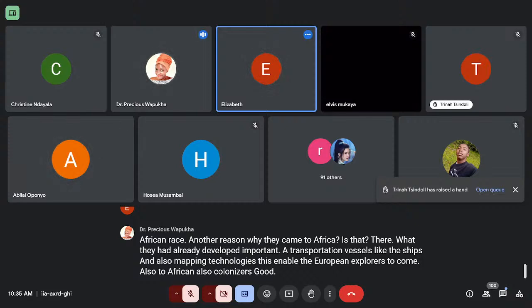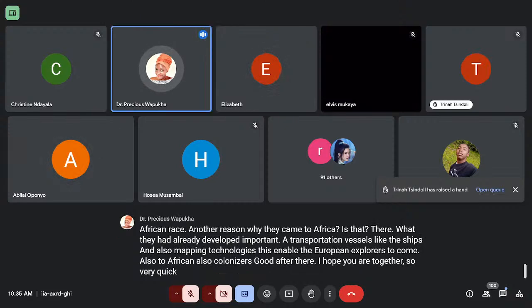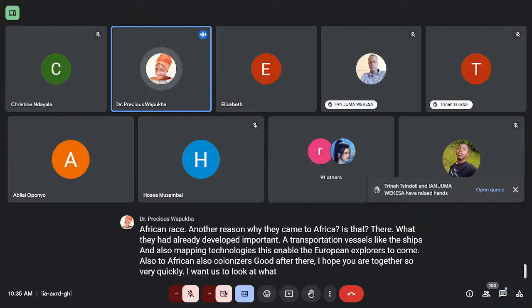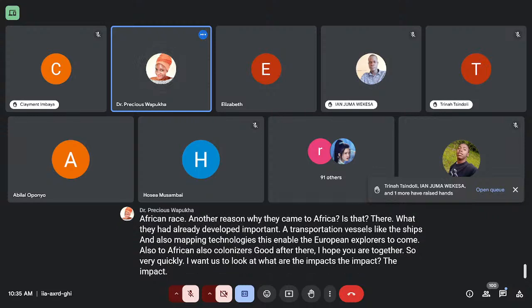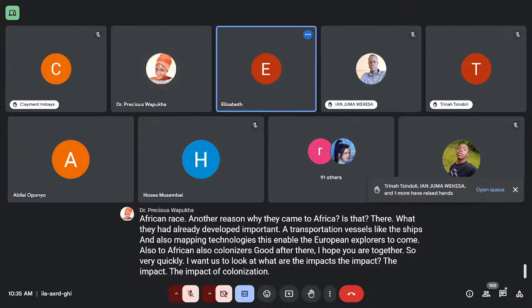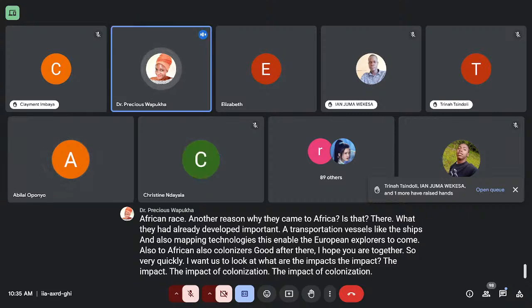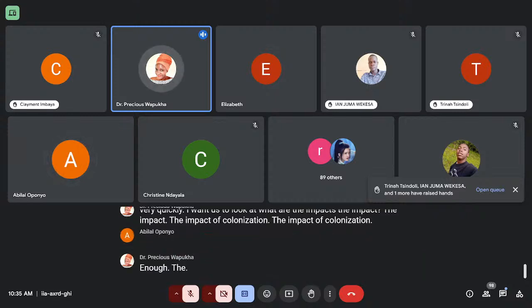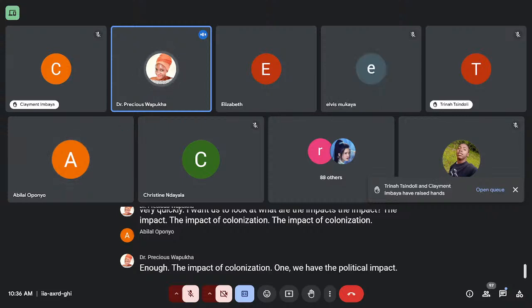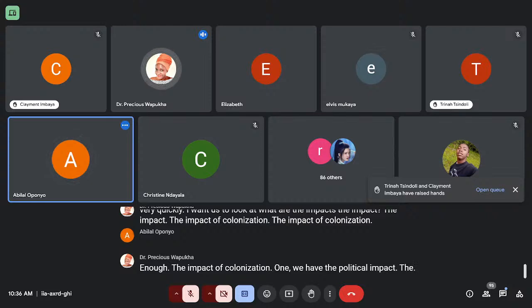Good. Up to there, I hope we are together. So very quickly, I want us to look at the impacts of colonization in Africa. The impact of colonization. One, we have the political impact.